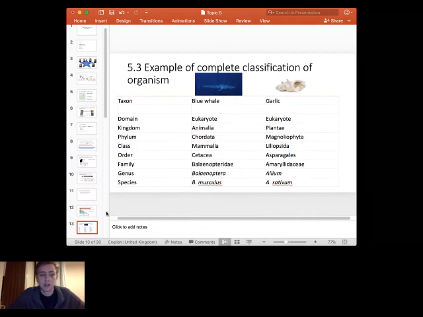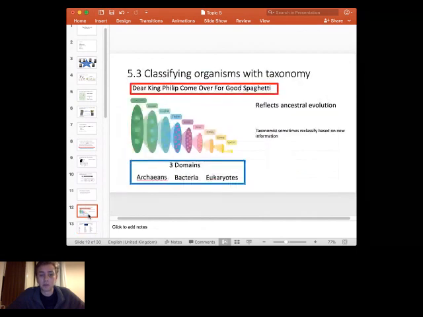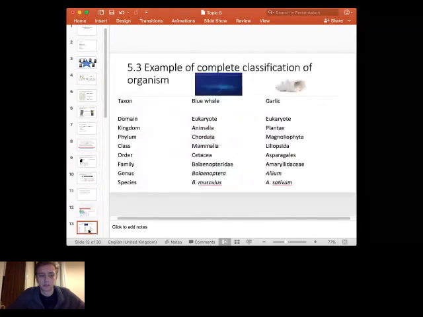Okay? And one way to remember the order in which these different groups go, so how do we go from most generic to most specific, is with the mnemonic Dear King Philip, come over for good spaghetti. Okay? And if you remember that, then you'll remember what each of the subcategorizations are. Okay?